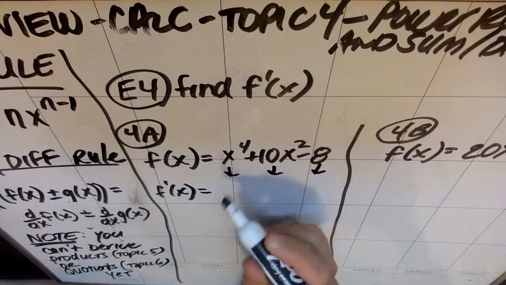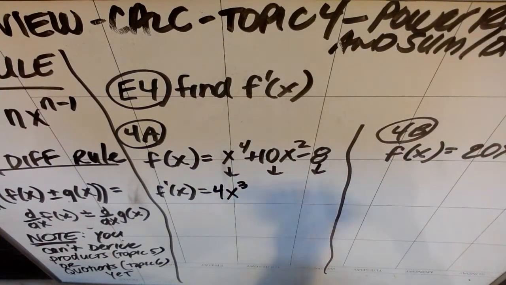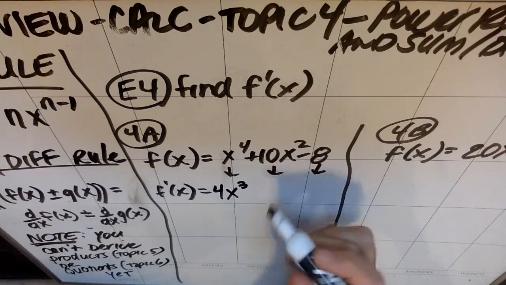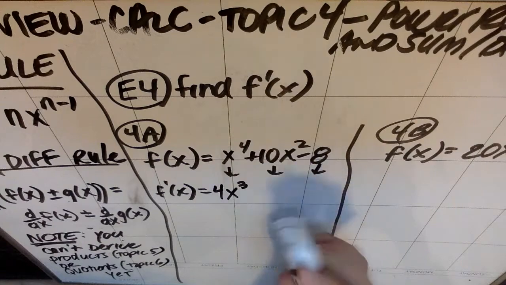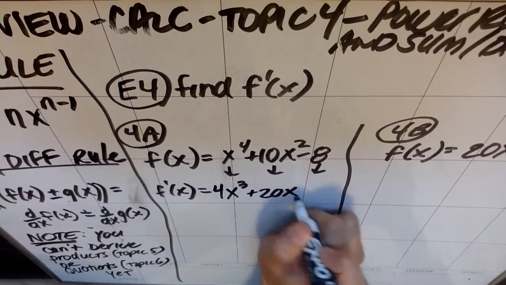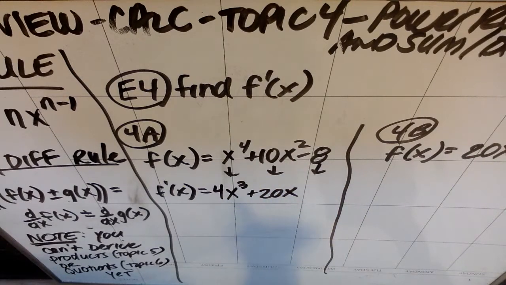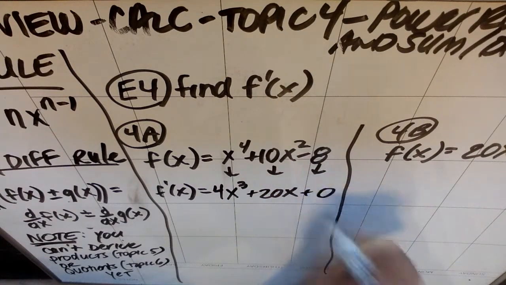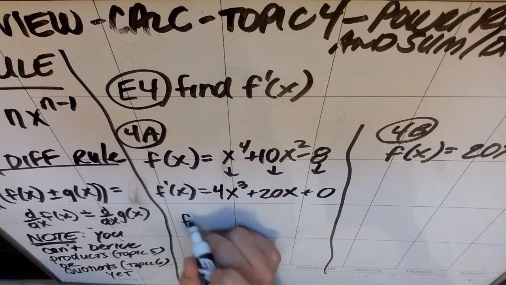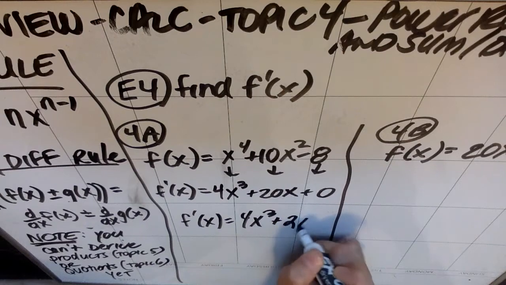That's it. So x to the fourth would be 4x to the third, right? Because I drop the power down in front and lower the power by 1. Plus 10x squared, well, that 10x squared is going to become a 20x to the first, or just a 20x, because I drop the 2 down in front with the 10. 10 times 2 is 20. And then I lower the power by 1. And remember that the derivative of any constant ends up being 0, so I don't even have to write it if I don't want. So my answer is that f prime of x is 4x cubed plus 20x.